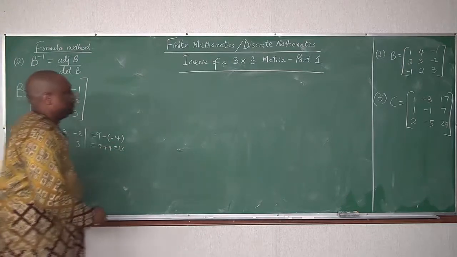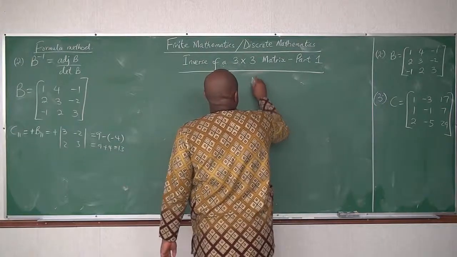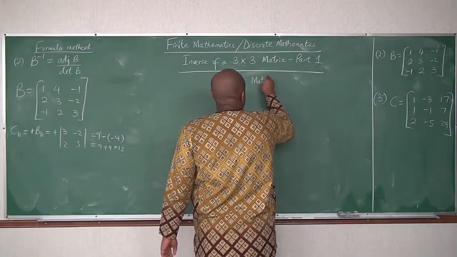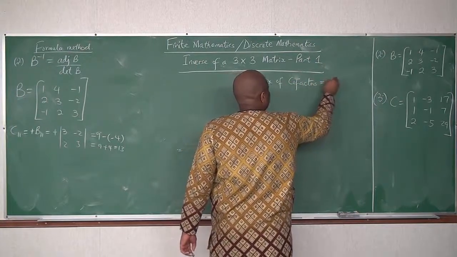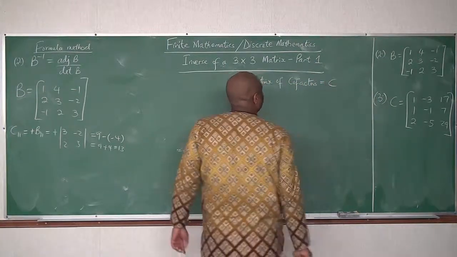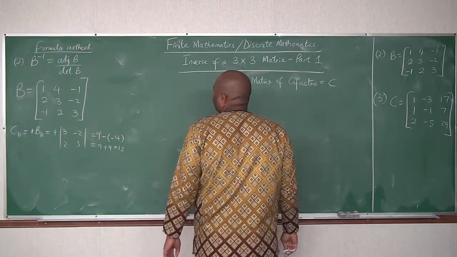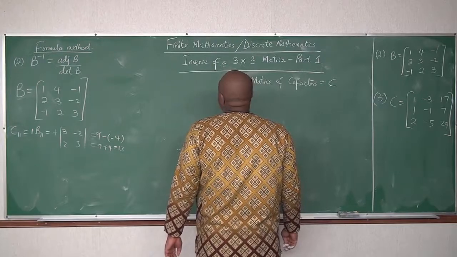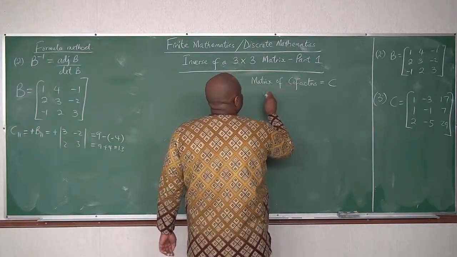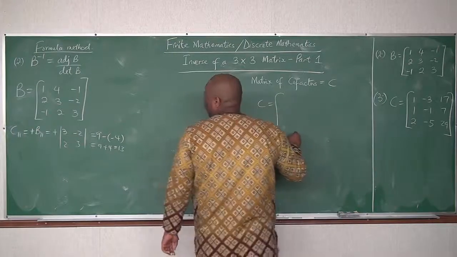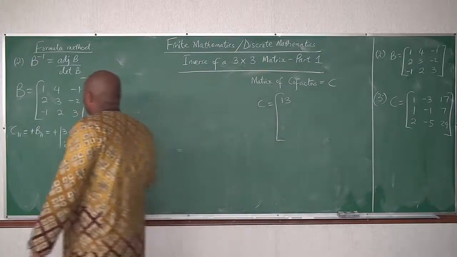Let's write our matrix of cofactors here. Let's say it's C. Assuming we have it as C, our C11 will be 13 here.